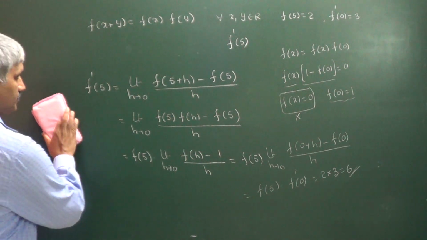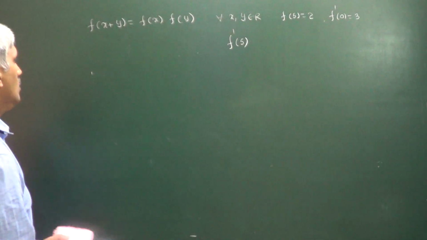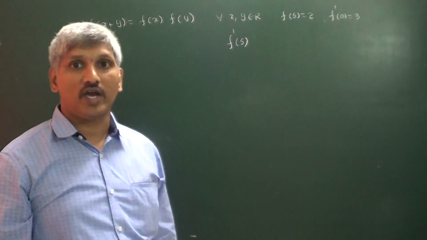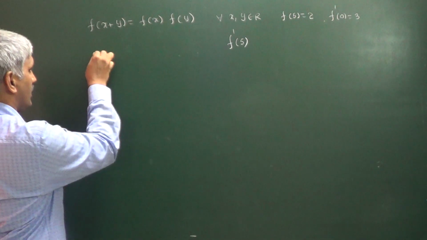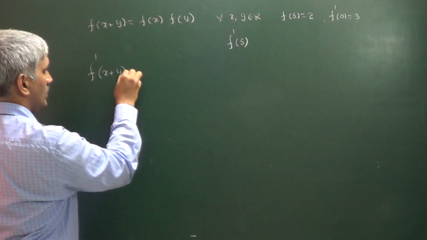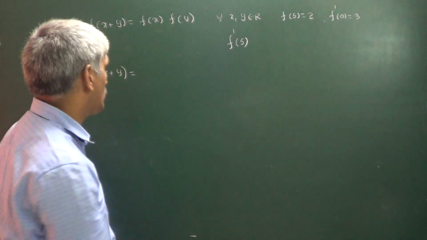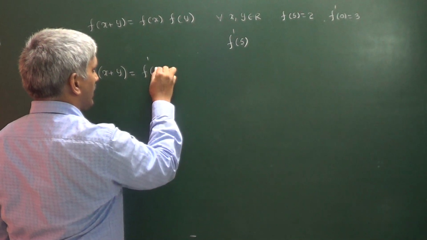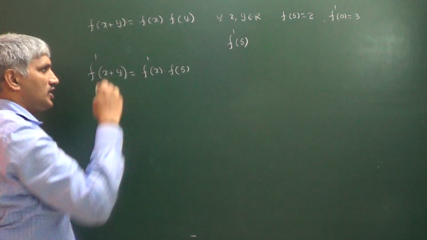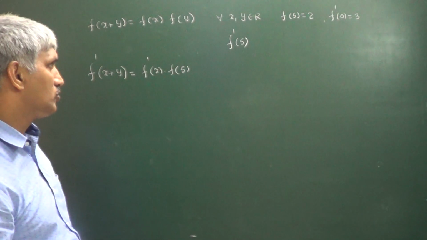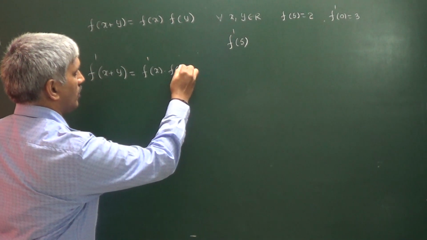The same question we can discuss in another way also. We are asked to find f dash of 5. Differentiate this with respect to x, that means treat y as a constant. So what about its differentiation? f dash of x plus y is equal to f dash of x into f of y, because the inner function x plus y has differentiation 1 and y is a constant with differentiation 0. Now f of y is a constant, so its differentiation is f dash of x.